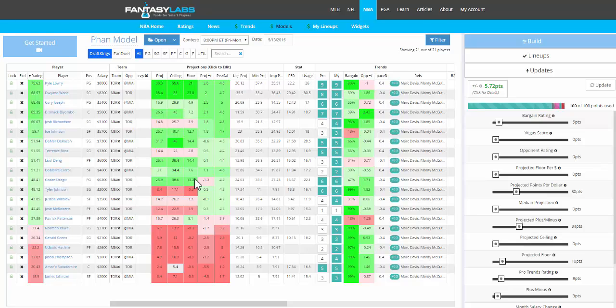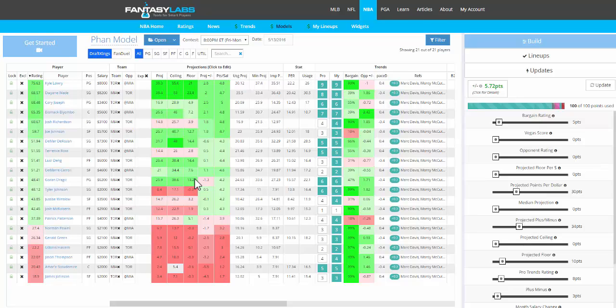I'm at FantasyLabs, and I wanted to talk briefly about our plus minus metric. Plus minus is the foundation of a lot of the stats and really all of the tools that we have at FantasyLabs. Plus minus is the points above or below expected per game for a player. So we look at how many points a player or players have scored in specific situations, and then compare that to what we think they should have scored as a way to find value.